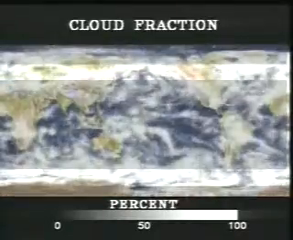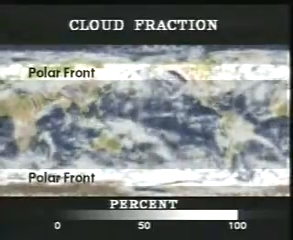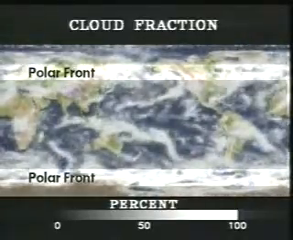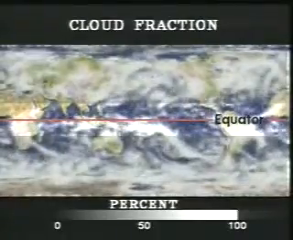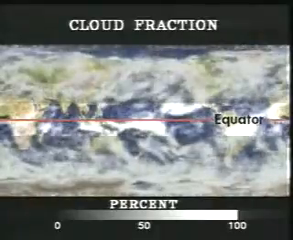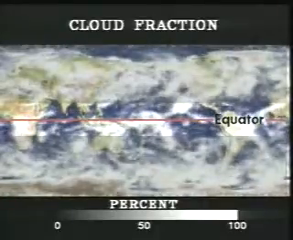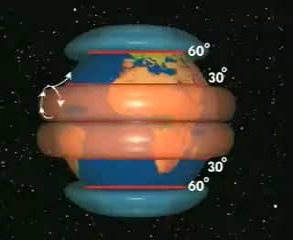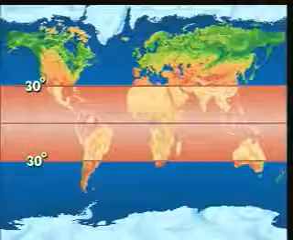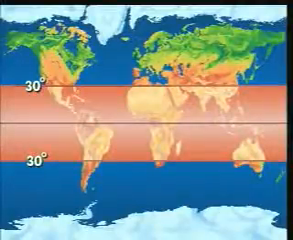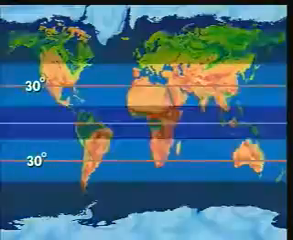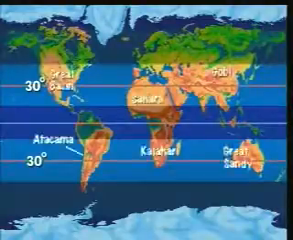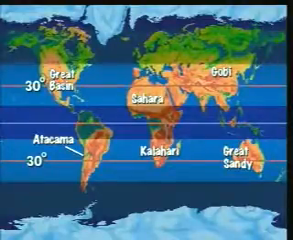This satellite image shows the storm belts of these polar fronts. Rising moist air at the equator also produces cloud. At 30 degrees from the equator, the air is sinking. It compresses, becoming warmer, meaning it is more capable of evaporating water. So most deserts are found about 30 degrees from the equator.